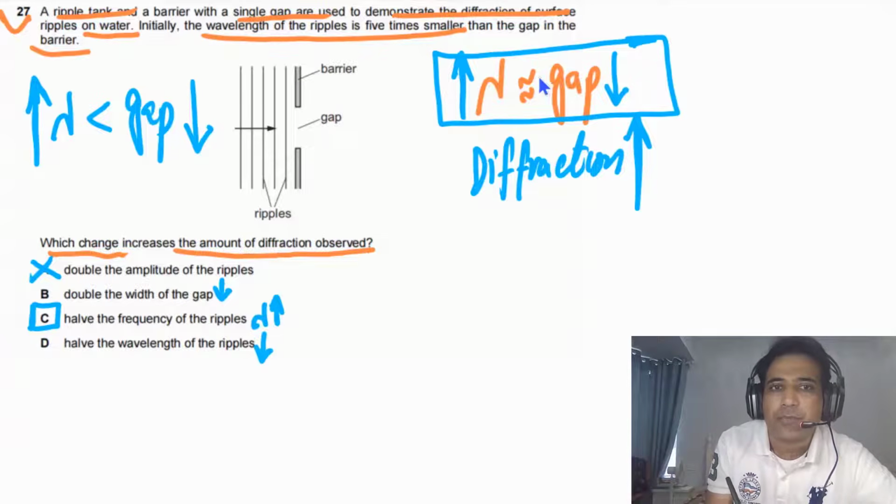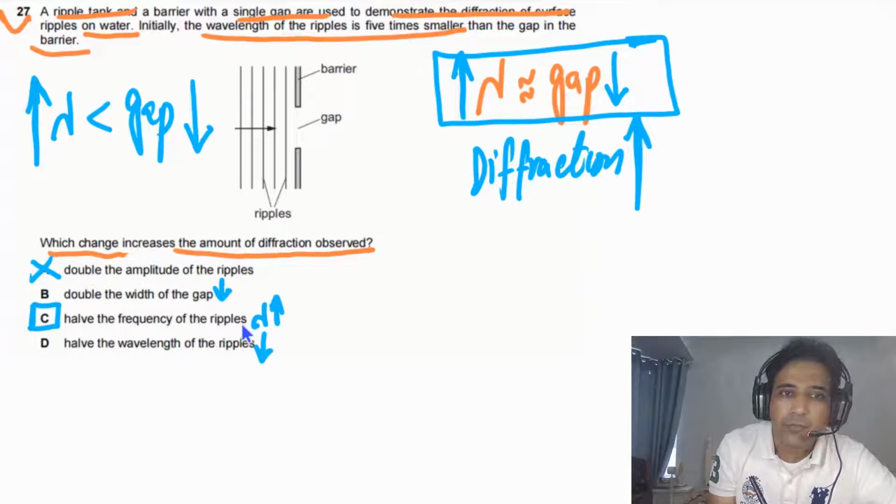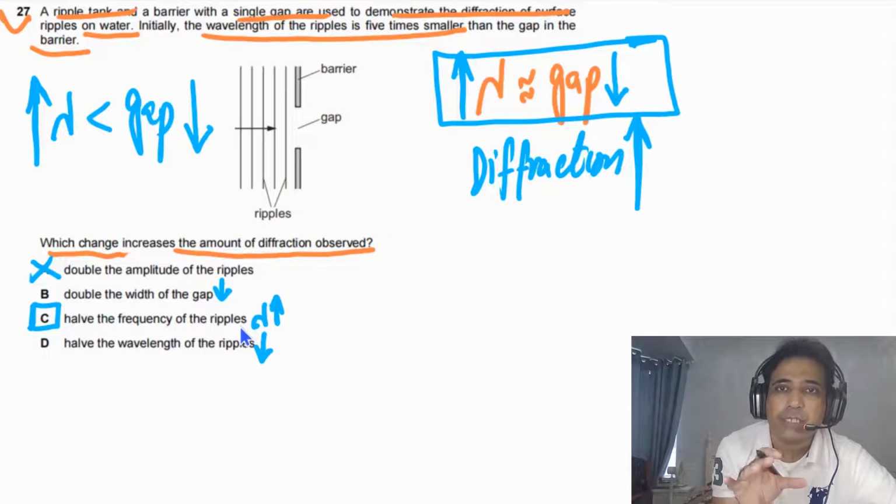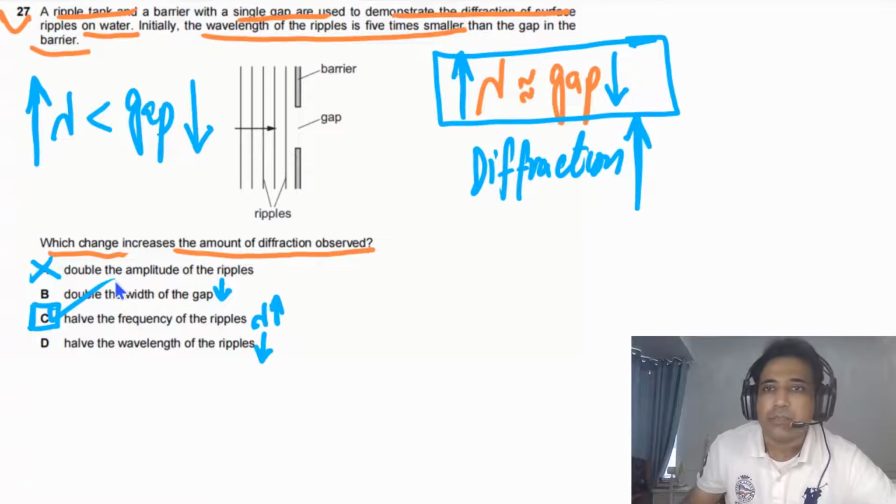If we want to increase diffraction, we have to increase lambda and we need to decrease the gap size. So half the frequency means lambda is double, because the speed of the wave in the same medium remains the same. So the answer for this question is C.